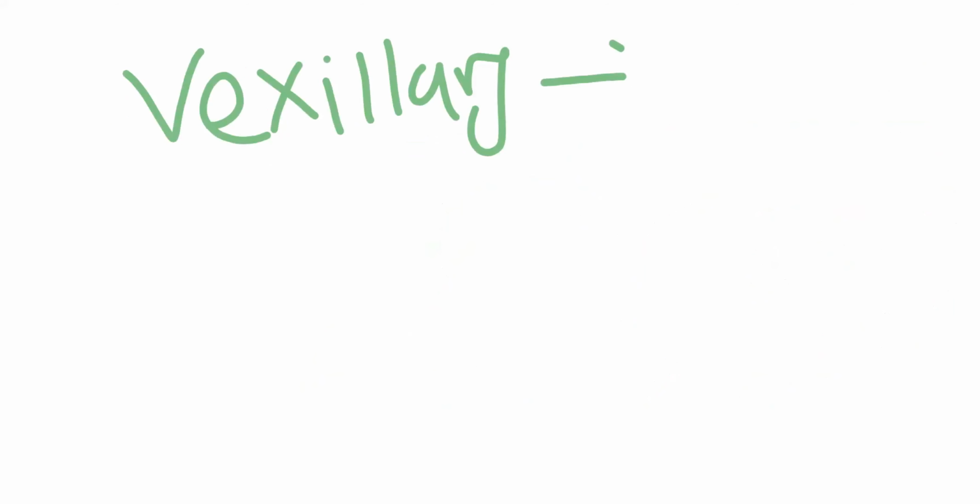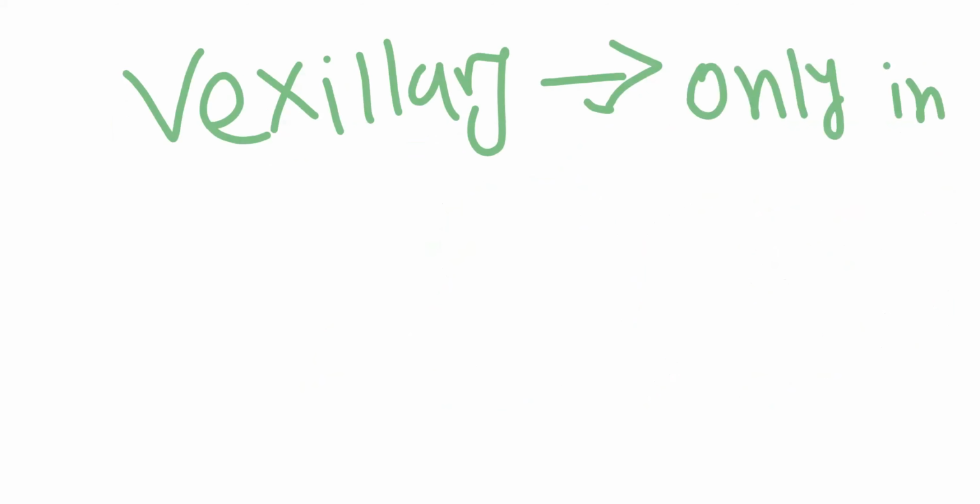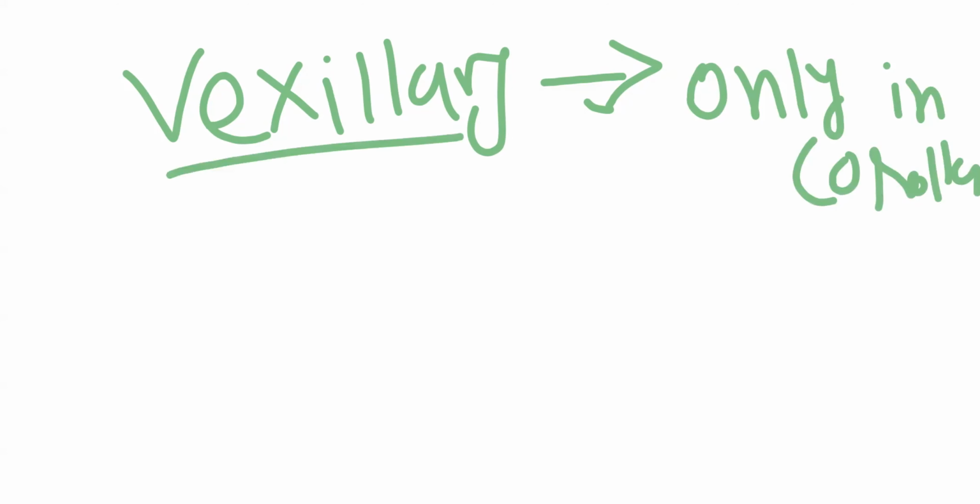Fifth one is the vexillary estivation. For vexillary estivation, highlight and keep in mind that this type of estivation we can observe only in corolla. Only in which one? Corolla. Remember, means petals. This estivation does not occur in sepals. The rest four we can observe in case of sepal and petal both.